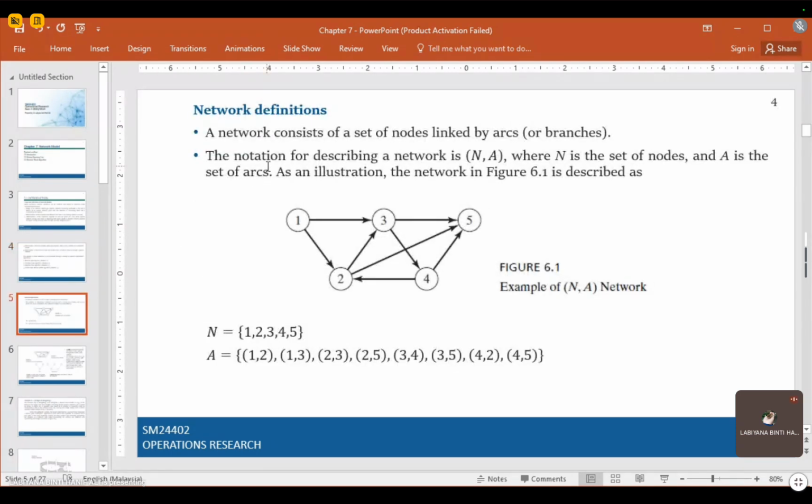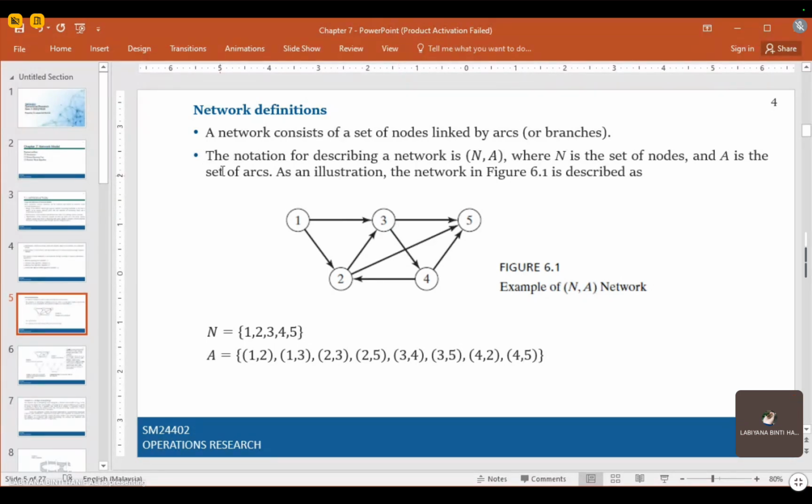Okay, so let's look into the definition of a network. A network consists of a set of nodes linked by arcs or branches. So let's look into this figure. We have 1, 2, 3, 4, 5 here, which are our nodes. And the lines here are the arcs or branches, which connect one node to the others.